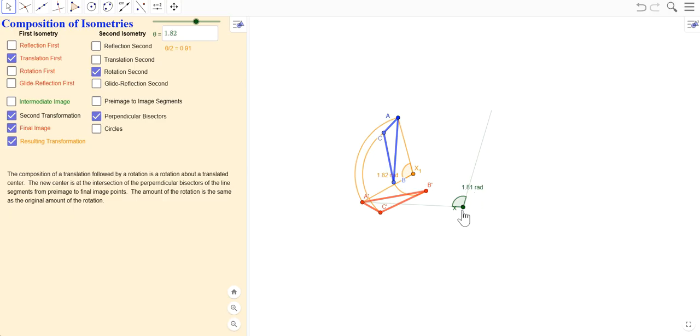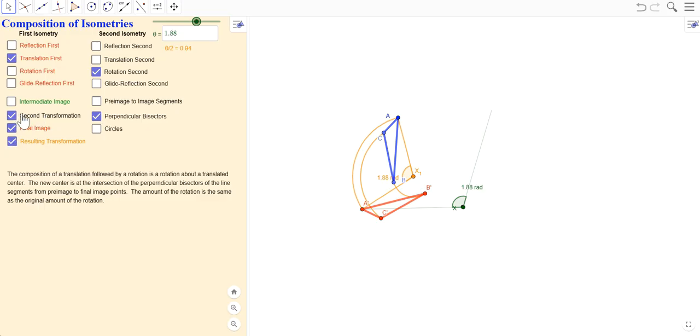Notice that if you take half of this angle here, which is controlled by this slider here, that half of that is, let's see, no, it's actually not half. It's the same angle, isn't it? So the angle here is the same as the amount of the original rotation in this case. So the rotation amount is the same as the original rotation.